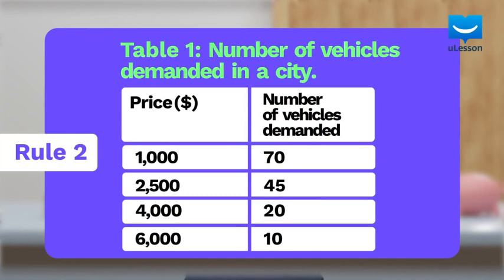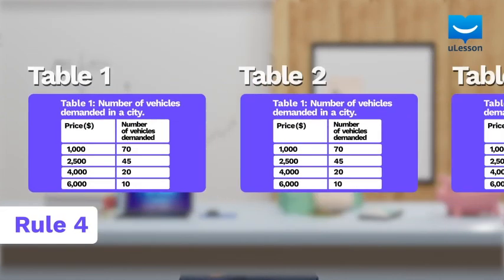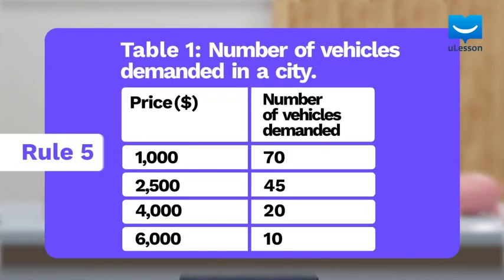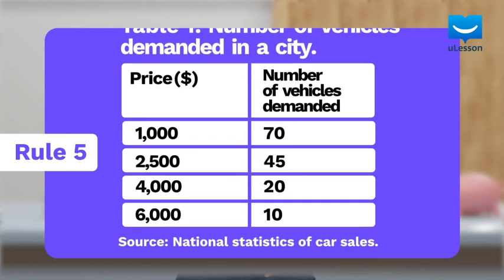Rule 2. The units of the measurement used in the table must be stated. Rule 3. The subheadings for the columns and rows must also be stated. Rule 4. A table must be numbered if there are many entries. And Rule 5. If the source of the information is known, it should be stated.